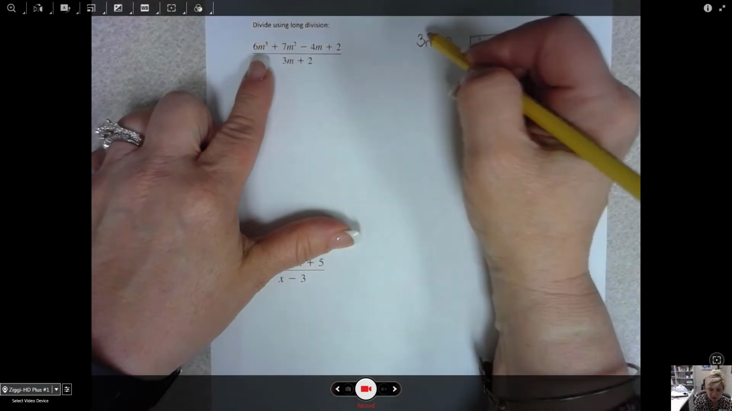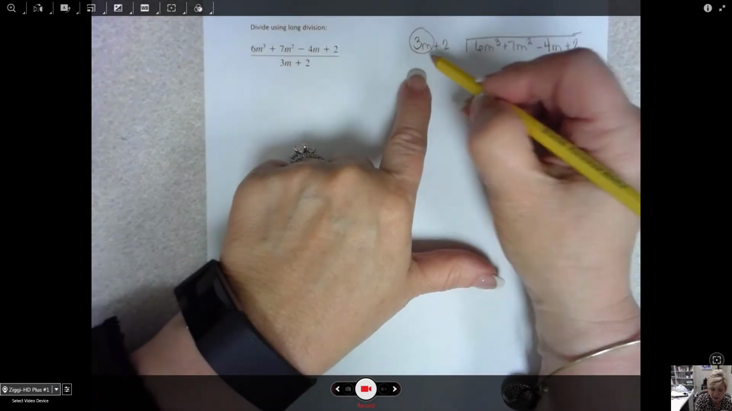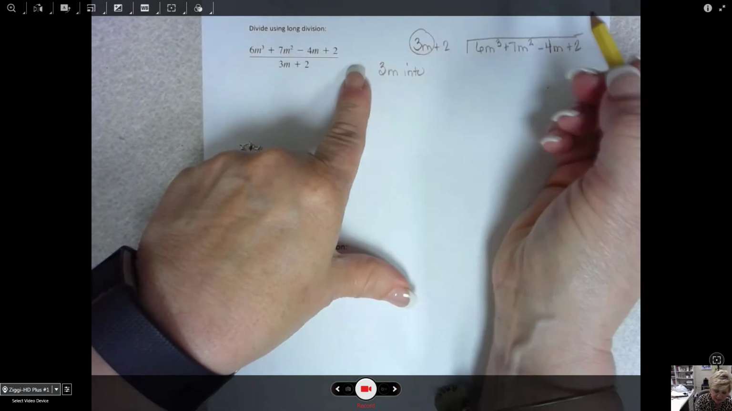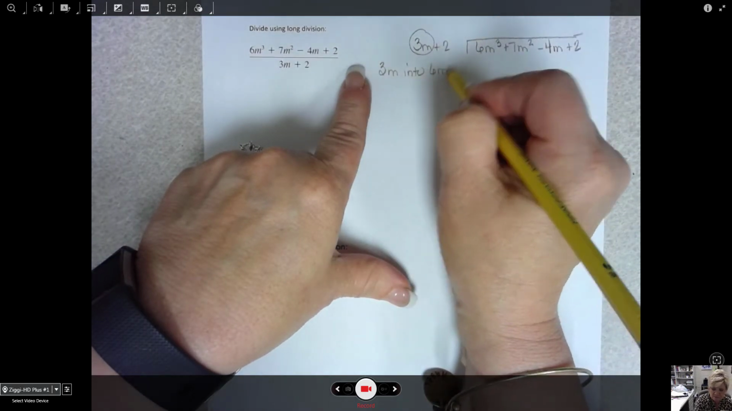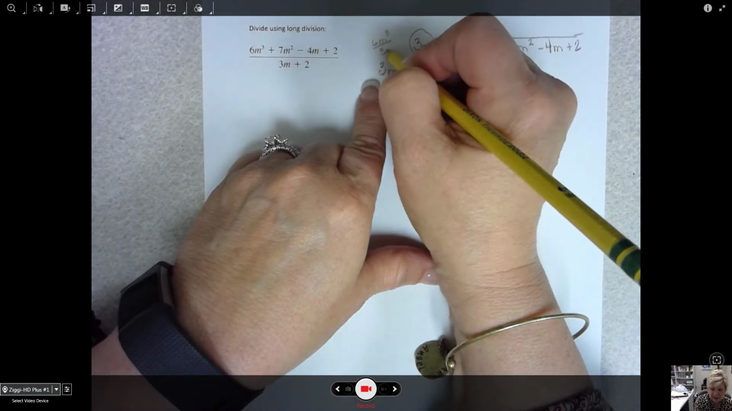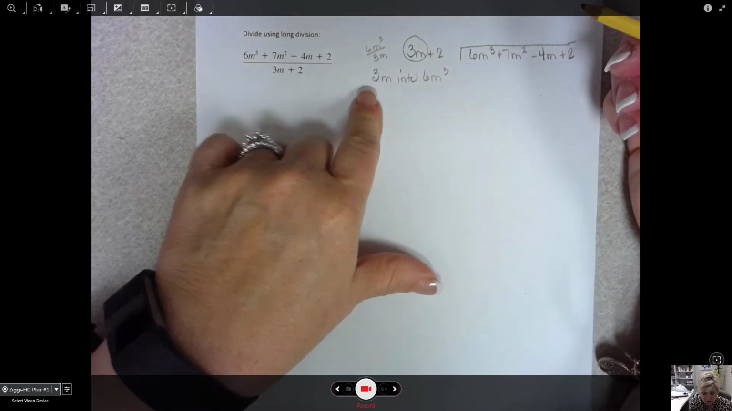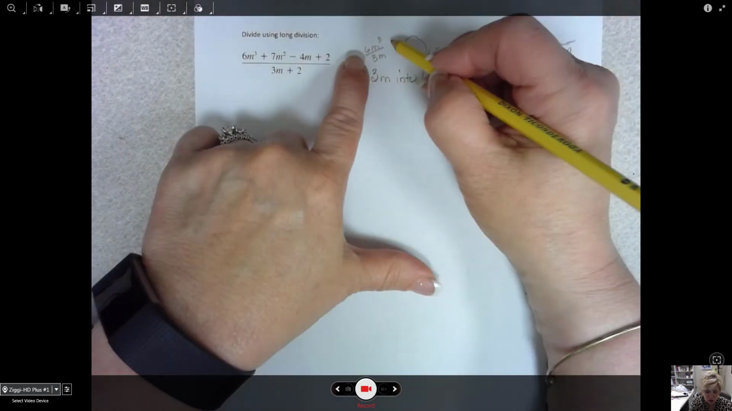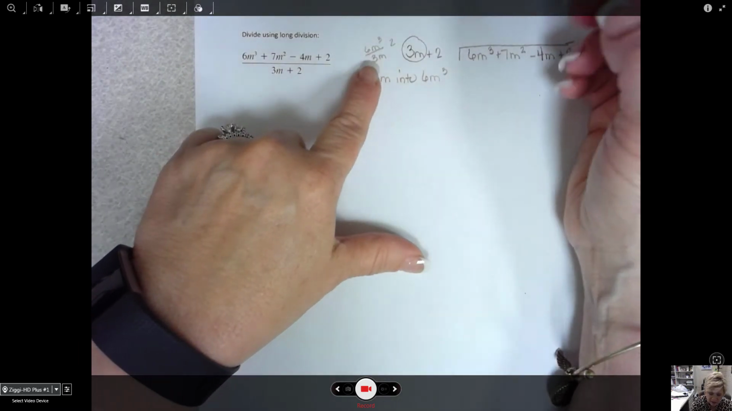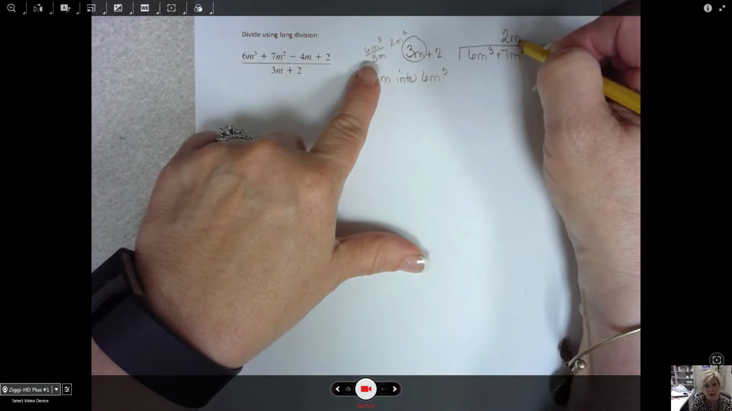So we start by using the first term in our divisor. 3m, and I'll write the steps here, 3m into 6m cubed. So 6m cubed divided by 3m. That's an easier way to see it for some people. It's more visual. 3 into 6 is 2. And subtract your exponents when you're dividing, and you have m squared. So I put mine above my m squared term.